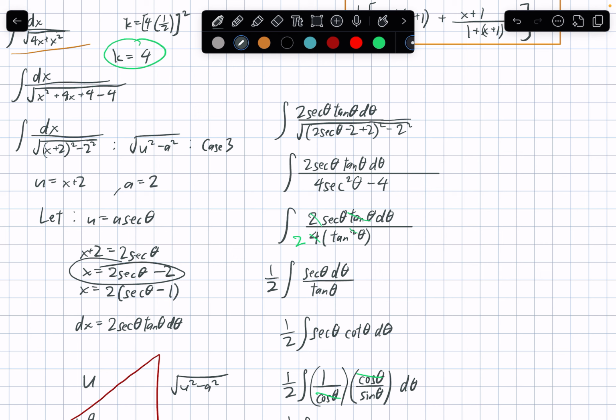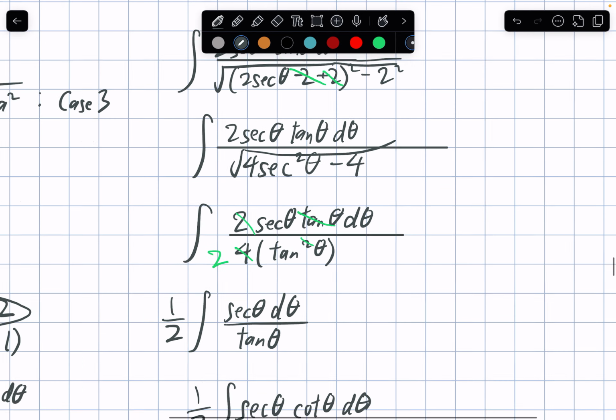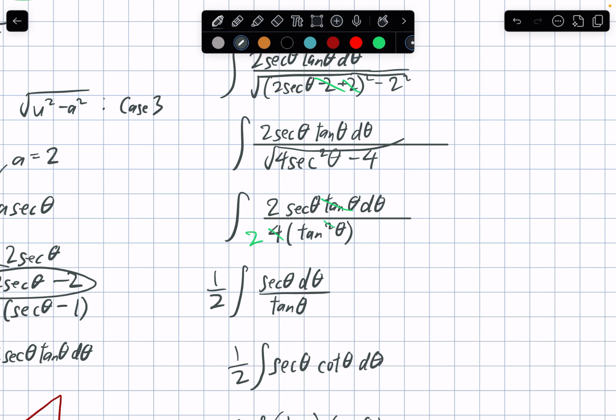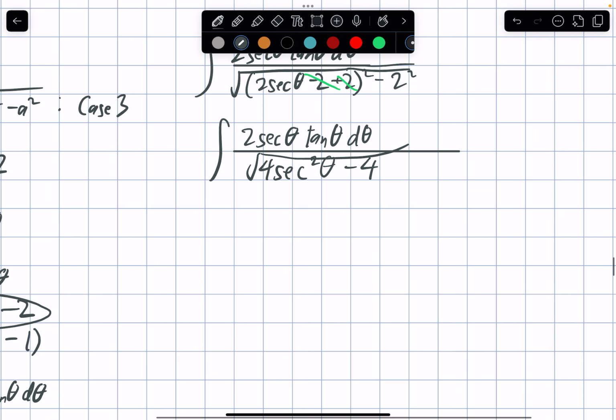Wait, something's wrong. Did we consider the denominator? So these cancel, right? 2 squared, that's 4. Secant squared, I forgot to write the radical sign. Okay, let's just fix that. Everything else has to be repeated.